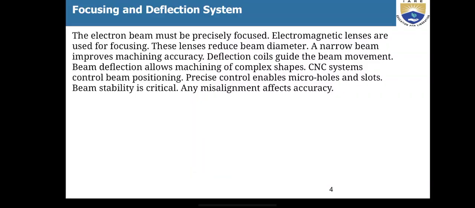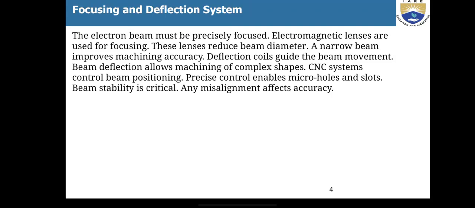Focusing and deflection system. The electron beam must be precisely focused. Electromagnetic lenses are used for focusing. These lenses reduce beam diameter. A narrow beam improves machining accuracy.